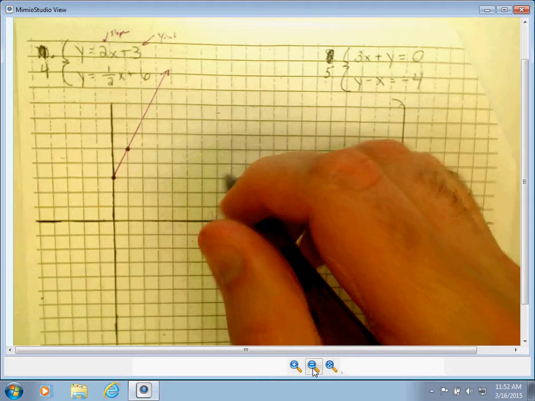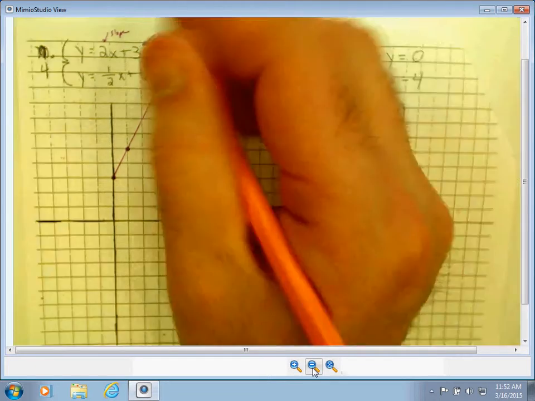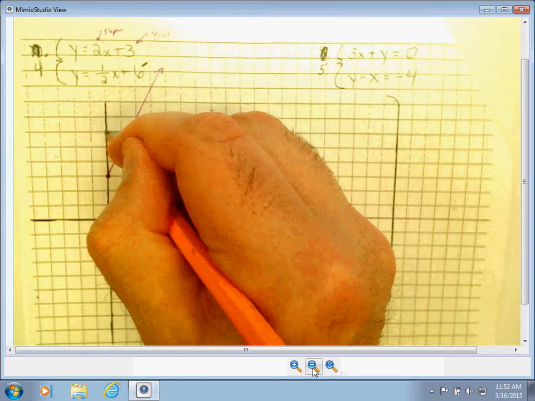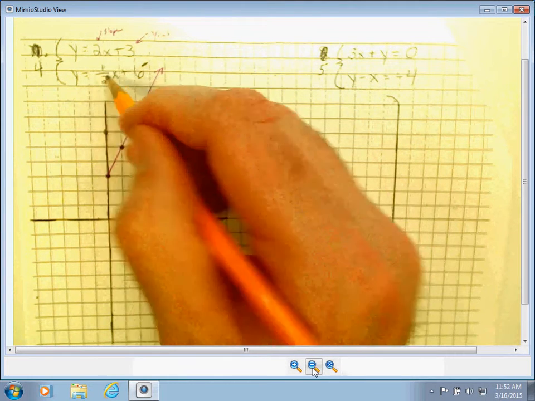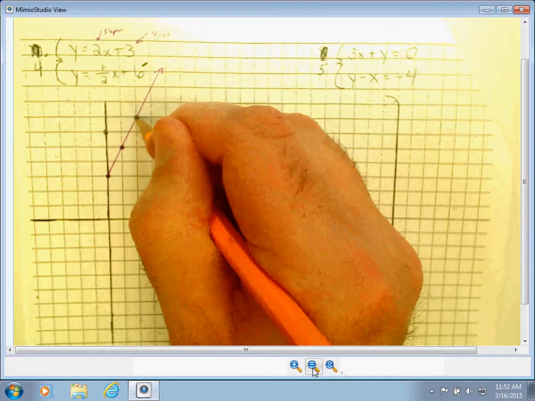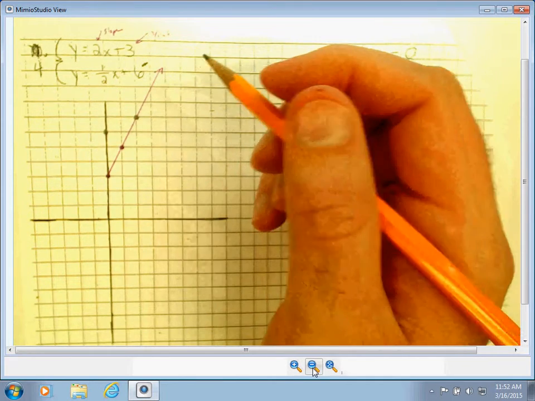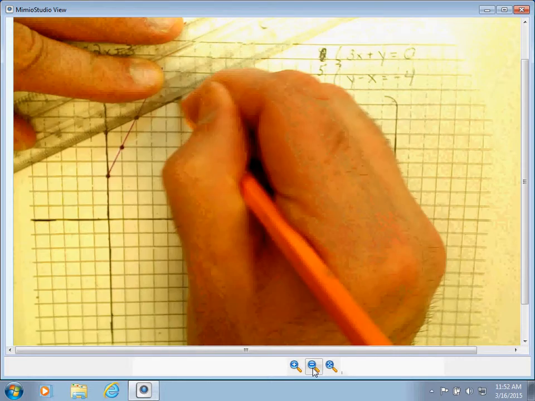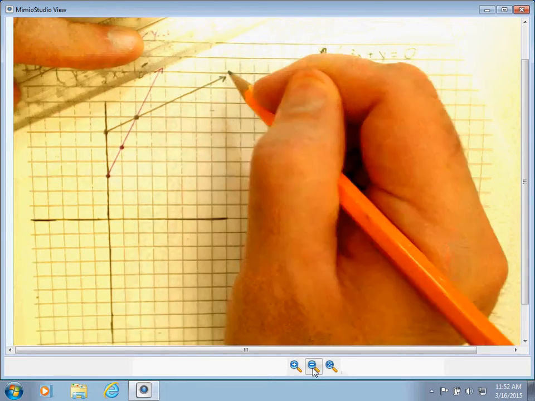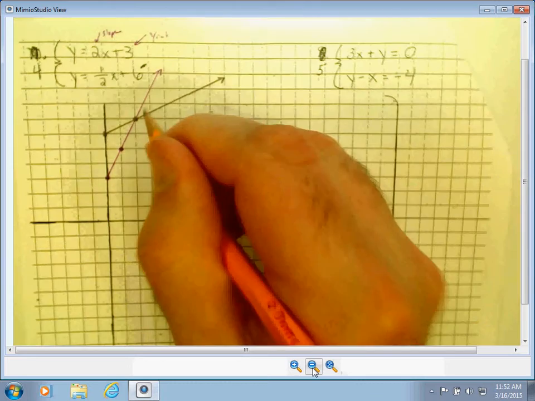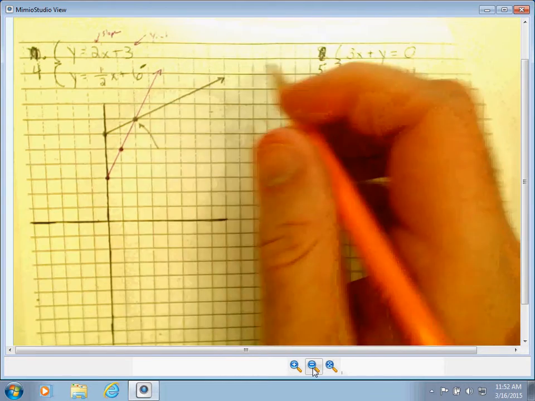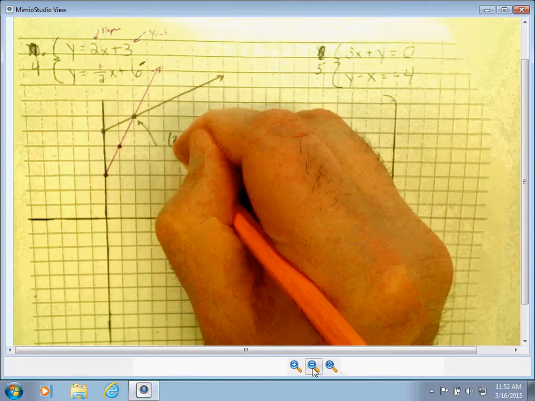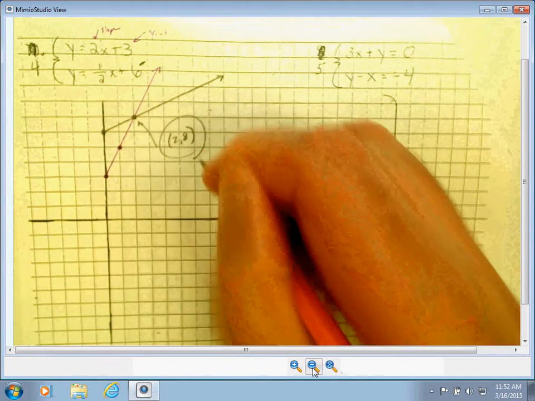So we need to graph the other one on the same axis, so we'll do that one in pencil. It says to start at 6 on the y-axis, and then this slope says up 1 and over 2. So you can see the intersection point is right there, and the coordinates of that intersection are over 2 and up 8. So your answer would be 2, 8.